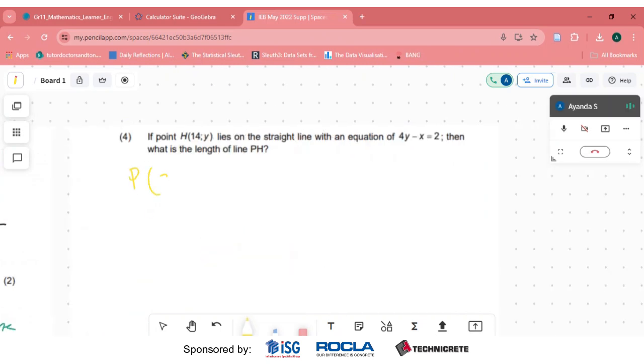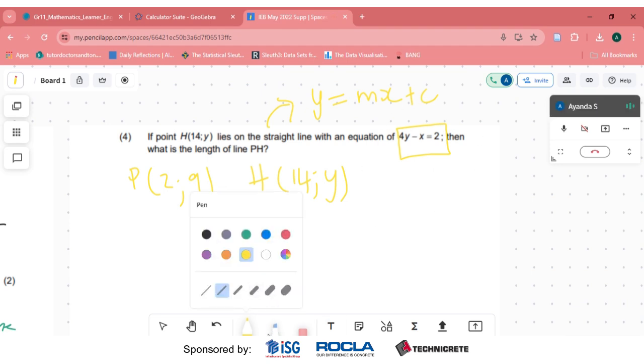So P is 2, 9. And H, we're told, is 14 and an unknown y value. And we're told that it lies on a straight line. So we know that the formula for a straight line is y is equal to mx plus c. But our formula isn't written in the standard form, y is equal to mx plus c. We need to rewrite this in standard form. So let's get y alone.